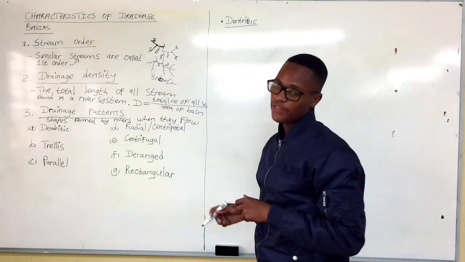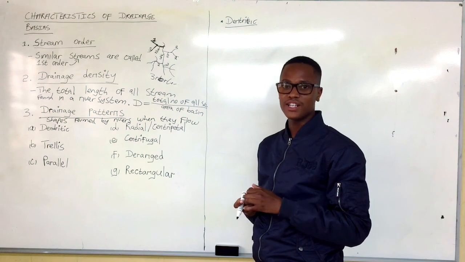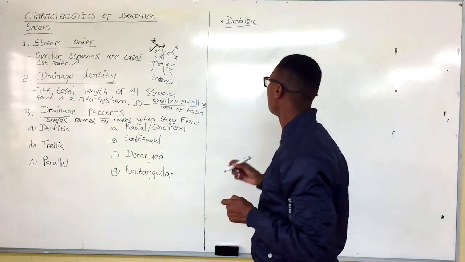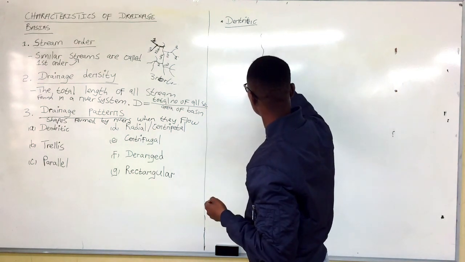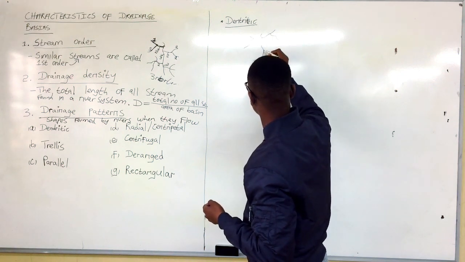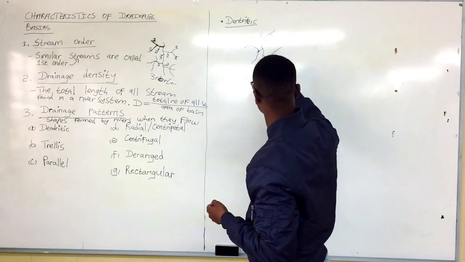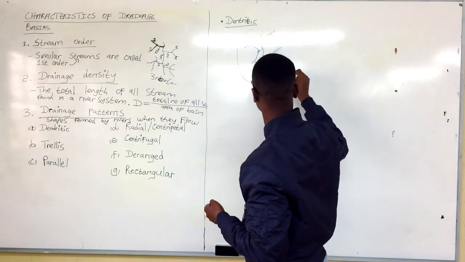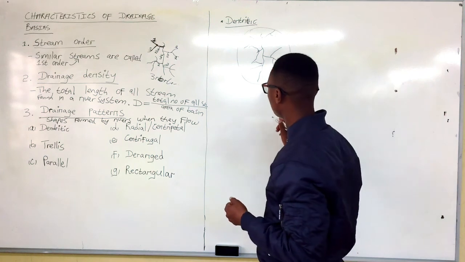Another thing is that this pattern looks like a tree. Its shape is the same as a tree. It means our dendritic pattern's shape is like the branches of a tree. So this is our dendritic pattern.